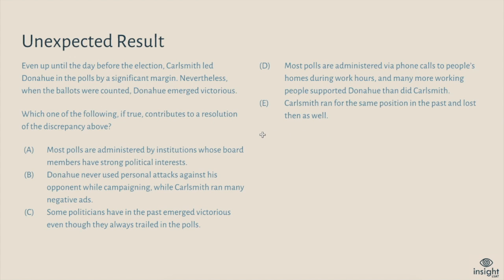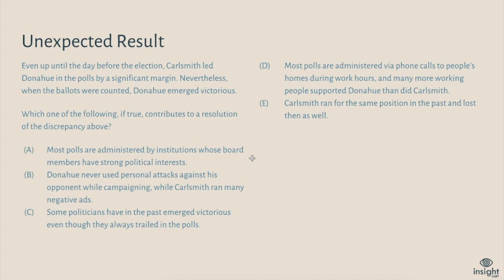Okay, which one of the following, if true, contributes to a resolution of the discrepancy above? Let's check out that discrepancy. Even up until the day before the election, Carl Smith led Donahue in the polls by a significant margin. Nevertheless, when the ballots were counted, Donahue emerged victorious. Now that is a little odd, isn't it? Carl Smith was leading the polls the whole time, so we'd expect him to win. Yet, when it came right down to it, Donahue emerged victorious. Now we have to find an answer choice that makes sense of this oddity.